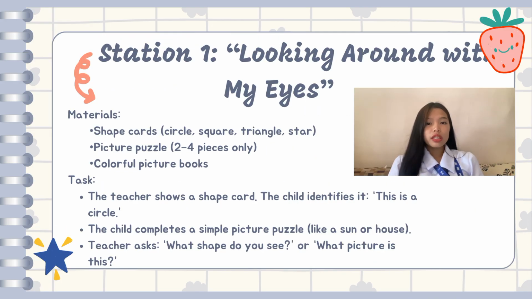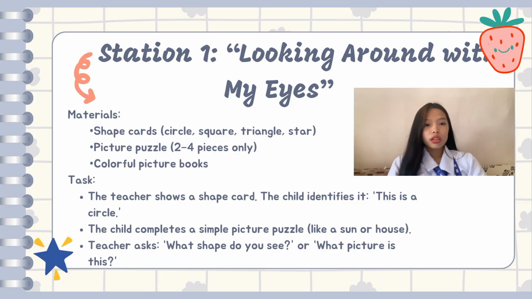The assessment we designed involves stations. There are 5 stations corresponding to each sense. Station 1 is looking around with my eyes. The objective of this station is that the children will use their eyes to recognize shapes and pictures. The materials used for this station are shape cards.